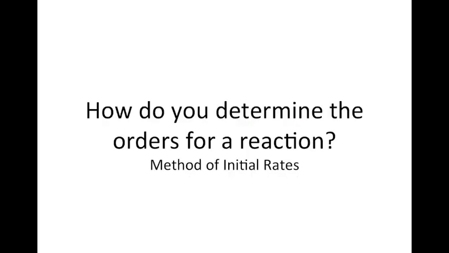So we talked about the orders of a reaction and said they're not related to the stoichiometry. We have to determine them experimentally. So how would you determine these orders? Well, we would use something called the method of initial rates.